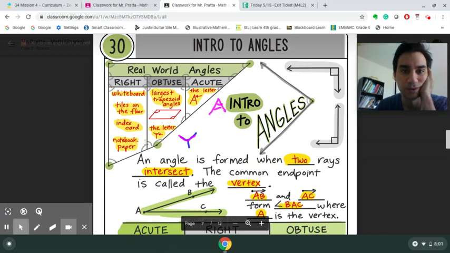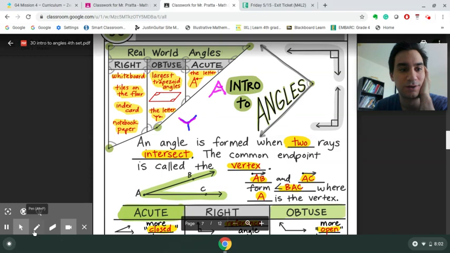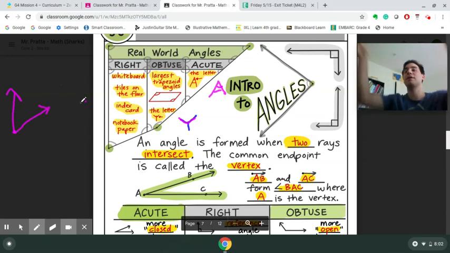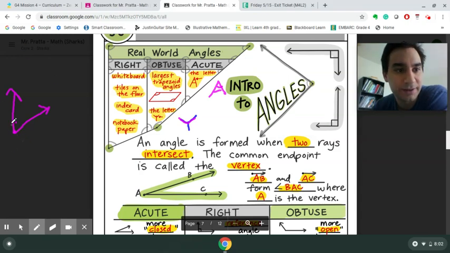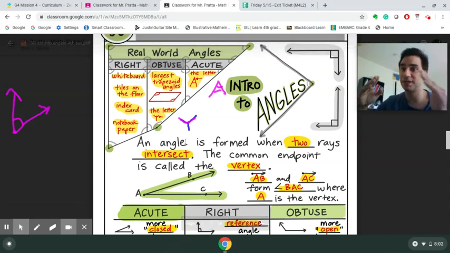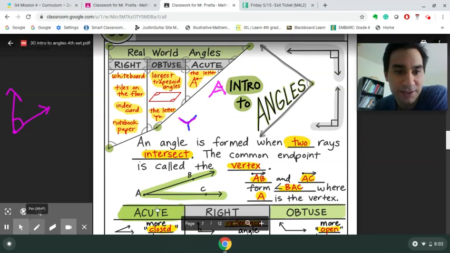An angle is formed when two rays intersect. We talked about our rays. Those are lines that have an endpoint, but then they go on in the other direction forever. When they connect here, they create an angle. When they intersect, it means they collide or run together. The common endpoint is called the vertex. This point right here, that's the vertex.